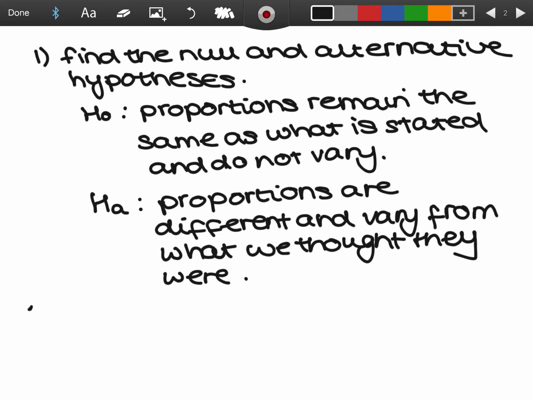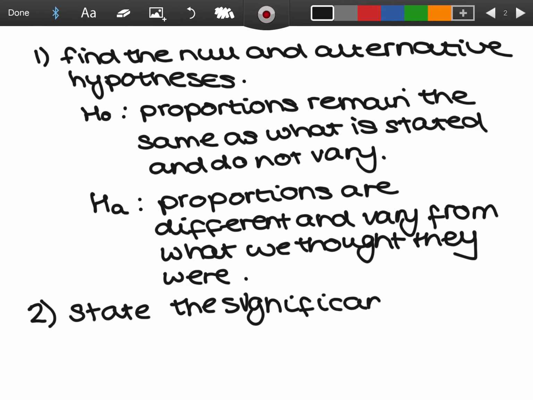Okay, second part. As always, state the significance level. As always, it is the percentage of the time or the proportion of the time that you want to reject that null hypothesis. So if you've got a significance level of 0.05, you want to reject your null hypothesis 5% of the time.